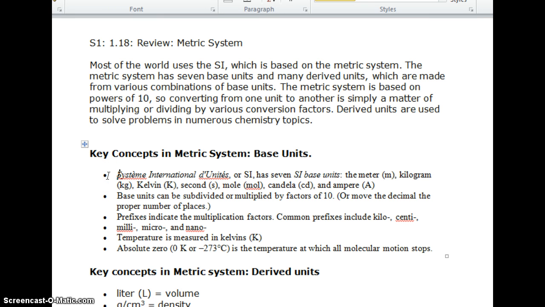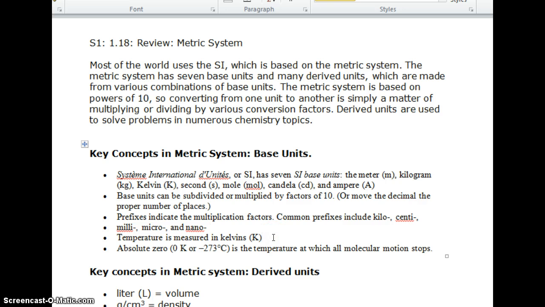So, System International, make sure you know your 7 base units: meters, kilogram, Kelvin, second, mole, candela, ampere. Base units can be subdivided or multiplied by factors of 10, which is the same as moving the decimal to the left or the right. For example, if I have the number 10, and I take 10 times 10, you know that equals 100. All you did is move the decimal point one spot to the right. So moving the decimal to the right or the left is the same as multiplying or dividing by 10 or 100 or 1,000. Make sure you know prefixes kilo, centi, milli, micro, and nano are important to know, but we're not going to talk a lot about them now.